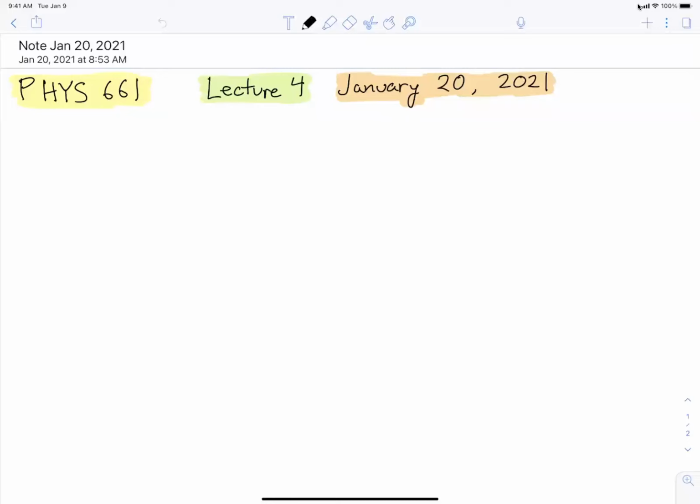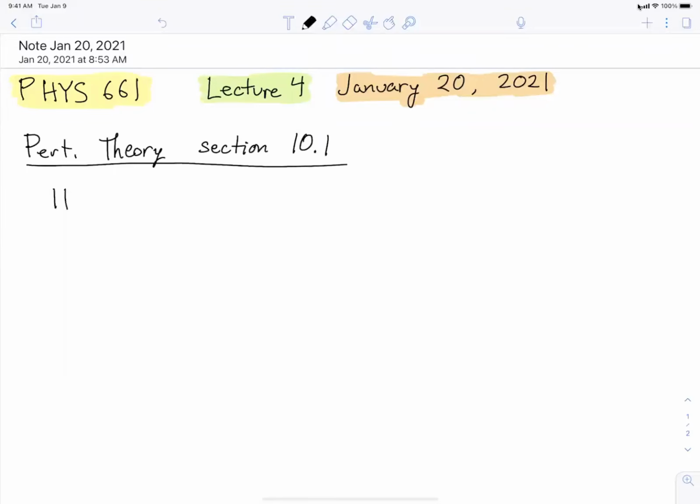Okay, good morning, everyone. So last time, let me remind you that we were talking about perturbation theory. And this is in section 10.1 of the notes.